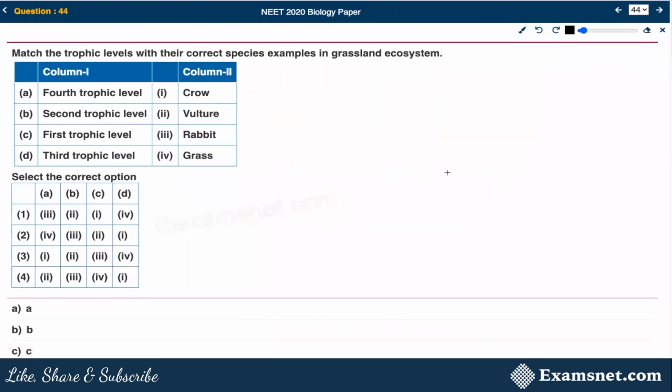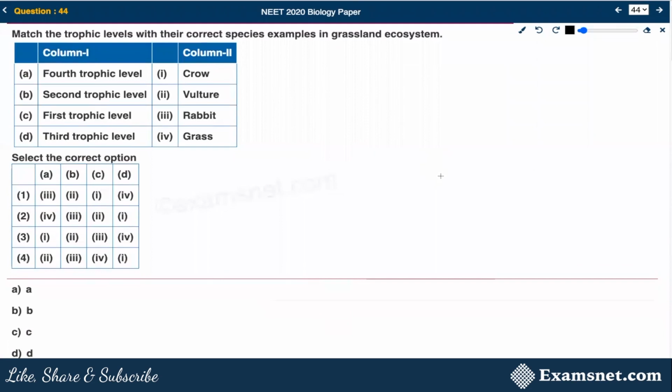Now, the next question is, again, you have to match the trophic levels regarding the different species that are found in the grassland ecosystem. If we consider a grassland ecosystem, it is a terrestrial ecosystem and it includes various kinds of trophic levels. So you have to match up with the trophic level.